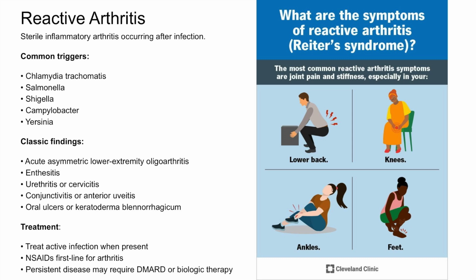So reactive arthritis is a sterile inflammatory arthritis that develops after an infection elsewhere in the body. Common triggers include chlamydia, salmonella, shigella, campylobacter, and yersinia. The classic joint pattern is an acute asymmetric oligoarthritis of the lower extremities, often accompanied by enthesitis. So other findings can include urethritis or cervicitis, conjunctivitis, or anterior uveitis, oral ulcers, and keratoderma blennorrhagicum.